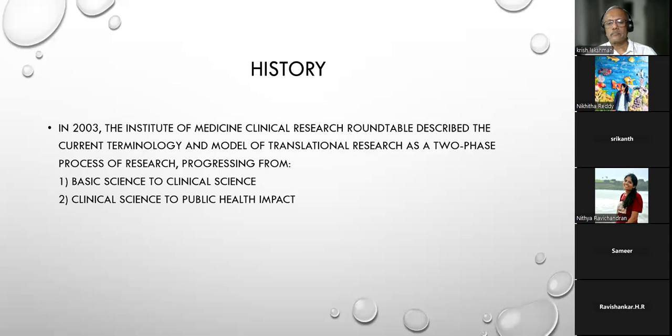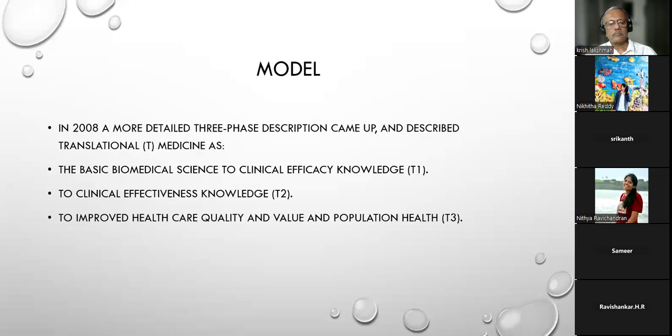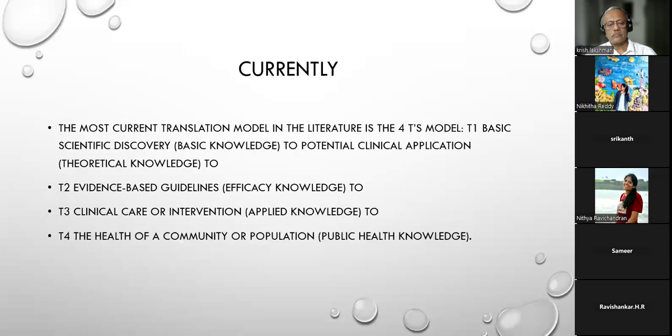Going back to the history, the word was first coined in 2003. The Institute of Medicine's Clinical Research Roundtable described the current terminology and model of translational research as a two-phase process. The first phase is from basic science to clinical science, the second from clinical science to public health impact. Later, in 2008, a more detailed three-phase description was given. The first phase is from biomedical science to clinical efficacy or clinical knowledge. From knowledge to healthcare is the second, and to healthcare and the population would be the third.